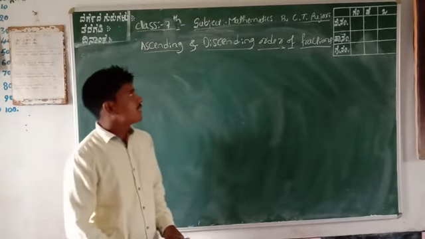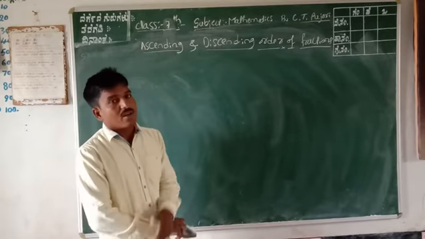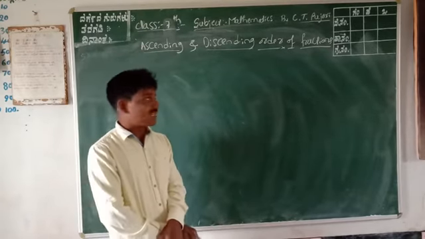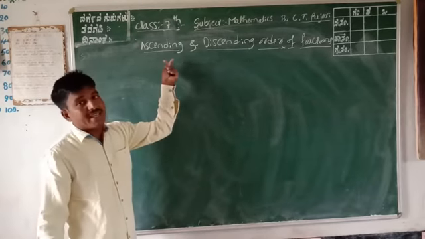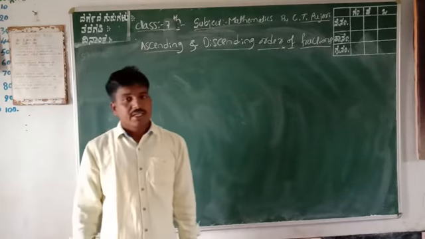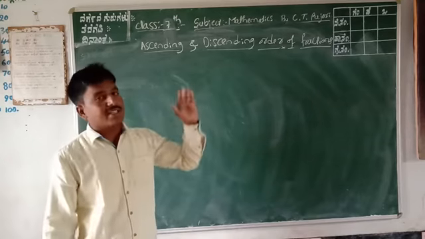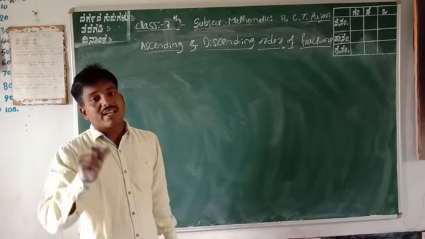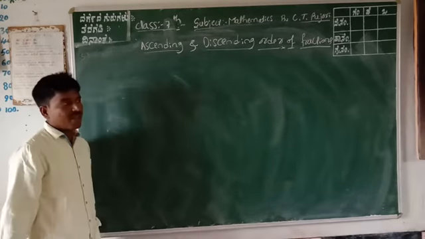Dear students, today let us study about the 7th standard chapter, fractions and decimals. In the fraction chapter, today we study only ascending order and descending order. Before that, you can study about comparing of fractions. Comparing of fractions.